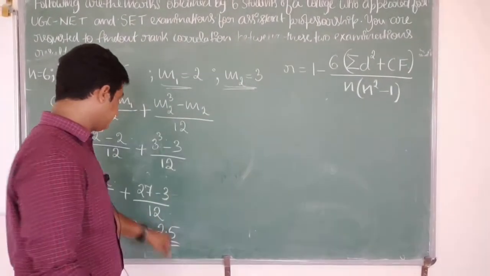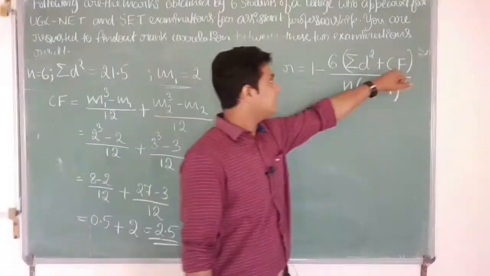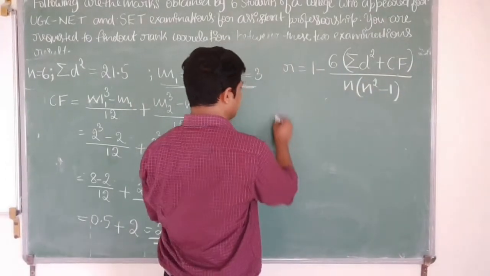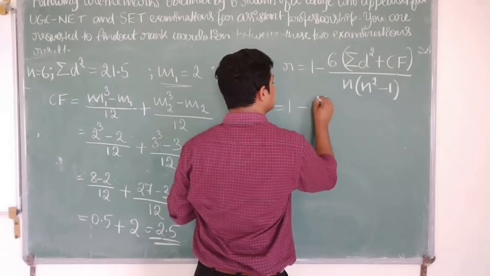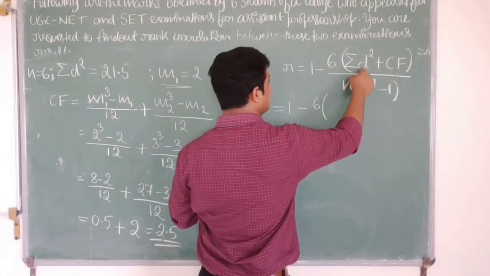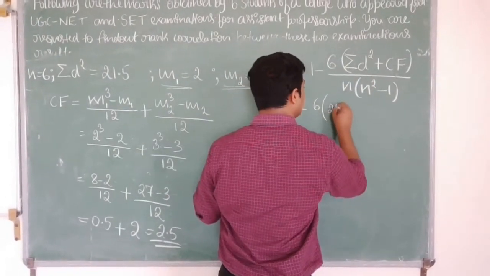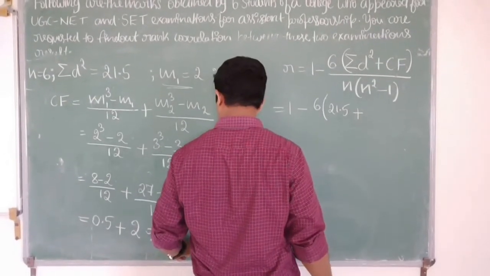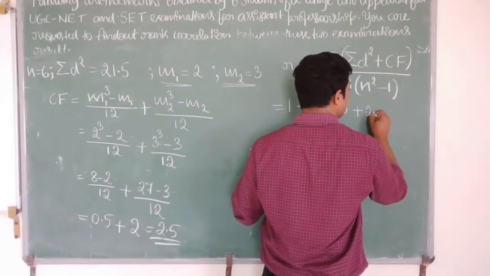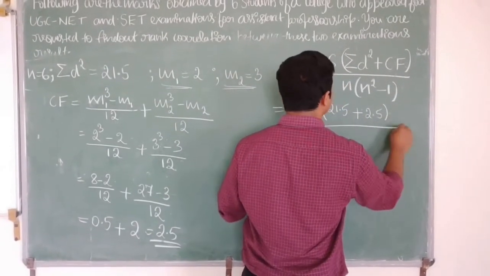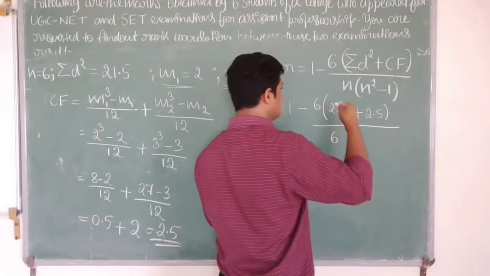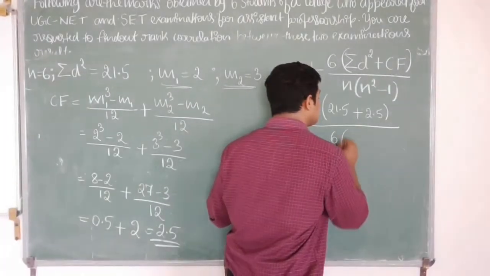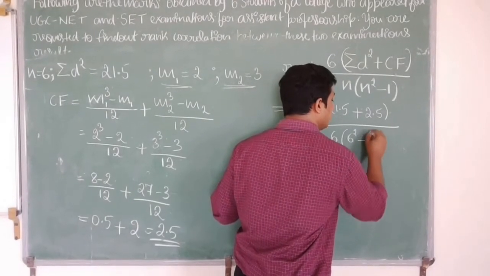Now this 2.5 correction factor should be substituted into this equation. So let us do that now. 1 minus 6 within brackets, sigma d square is here 21.5, which we have already calculated, plus the correction factor I have calculated here, that is 2.5, divided by n is equal to 6, because 6 students have appeared for those two examinations, so 6 square minus 1.